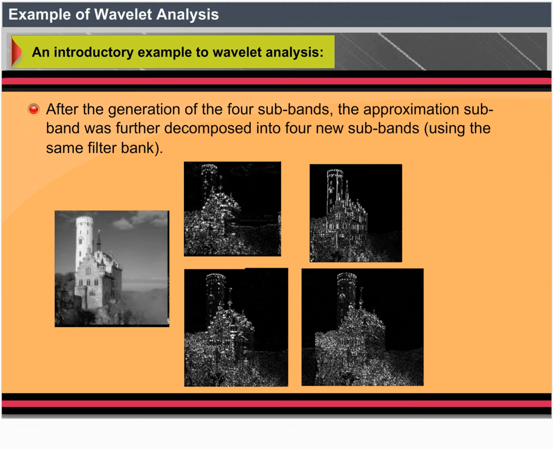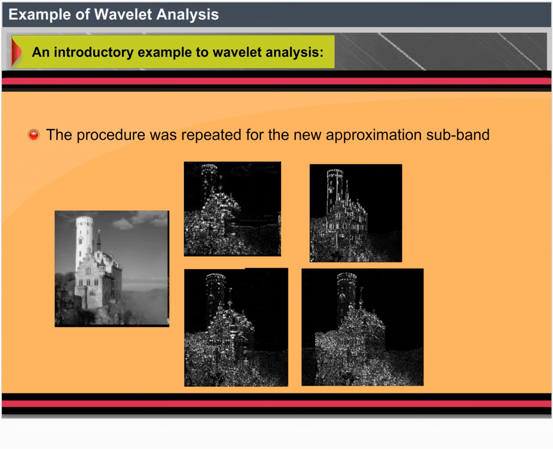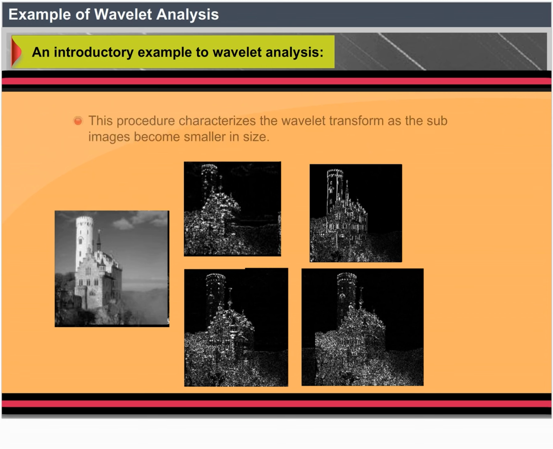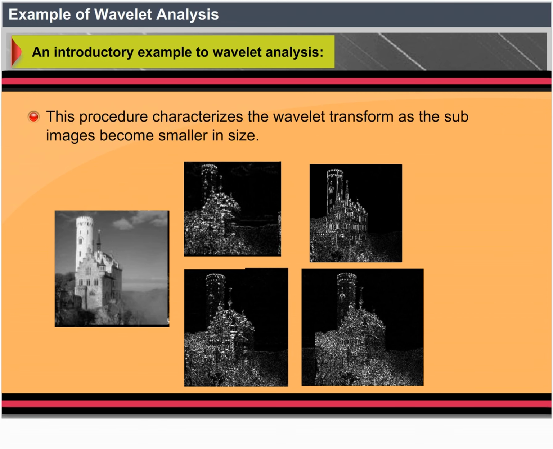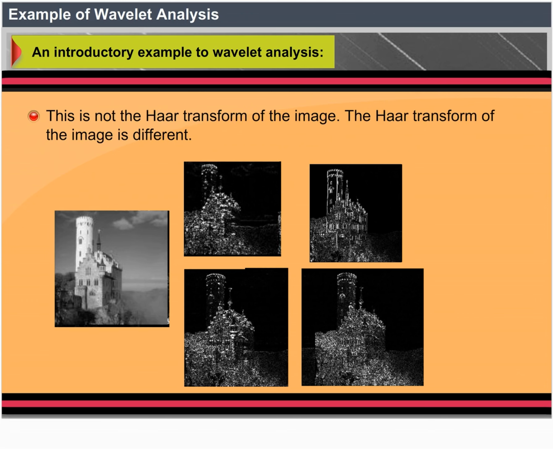After the generation of the 4 subbands, the approximation subband was further decomposed into 4 new subbands using the same filter bank. The procedure was repeated for the new approximation subband. This procedure characterizes the wavelet transform as the sub-images become smaller in size. This is not the Haar transform of the image. The Haar transform of the image is different.